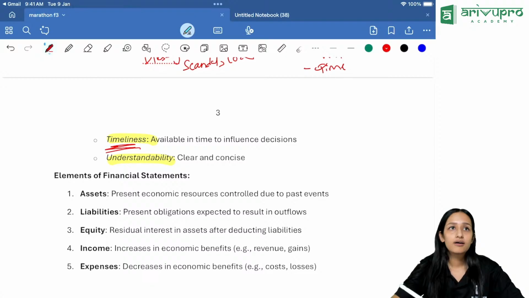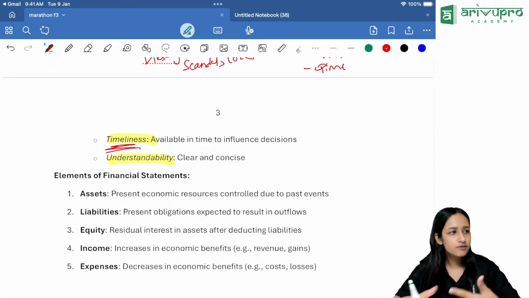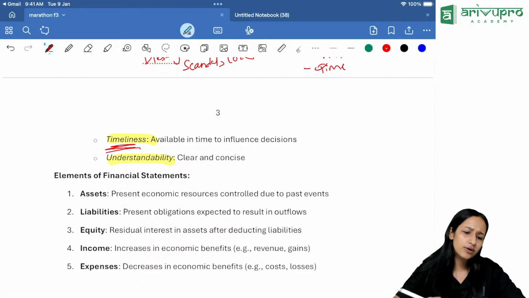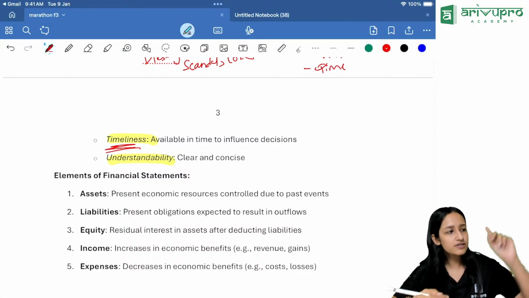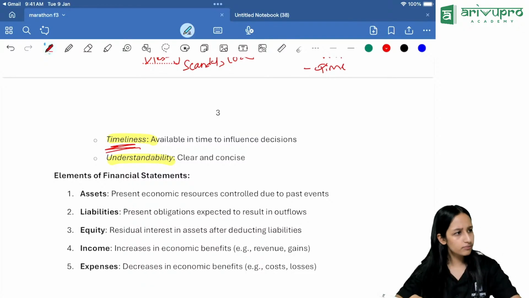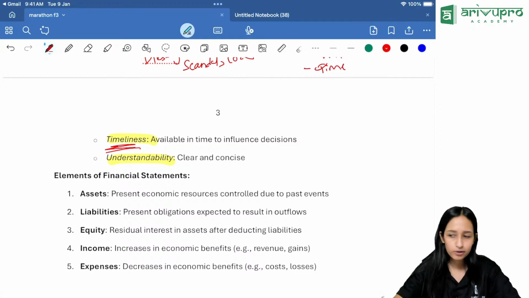Timeliness. Timeliness is something like this. You want to make a decision today. If you get the information after 2 weeks, will you be bothered about that information? You'll get the information and be like, what is this information? Then they'll say, you asked for this 2 weeks ago. Then we will throw the information away because we do not care about it anymore at this point.